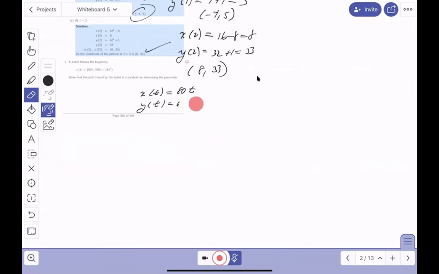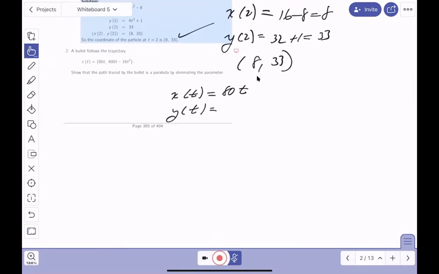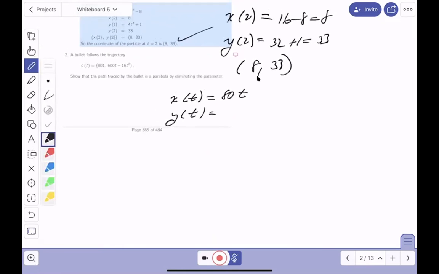I copied y wrong. And let me copy it down. I'll do it again. And this is what you should do in homework. You make a mistake, do the problem again. So it's going to be not just 600 plain, but 600t minus 16t squared. Well, second time through should be quicker.